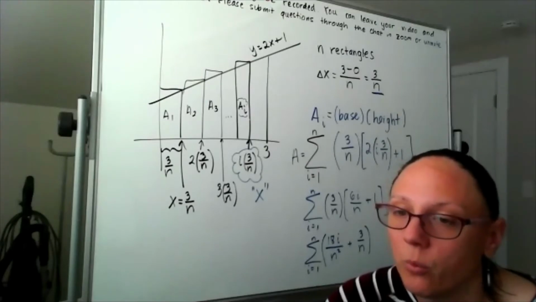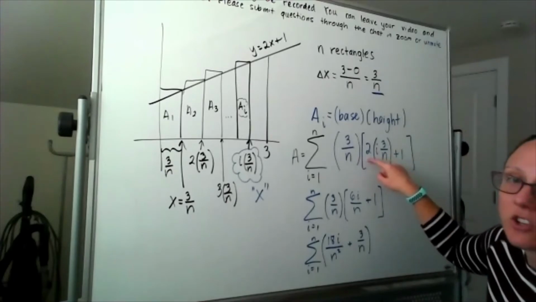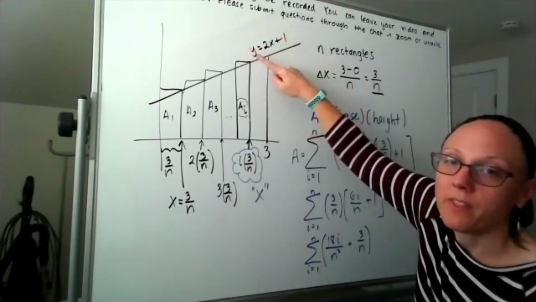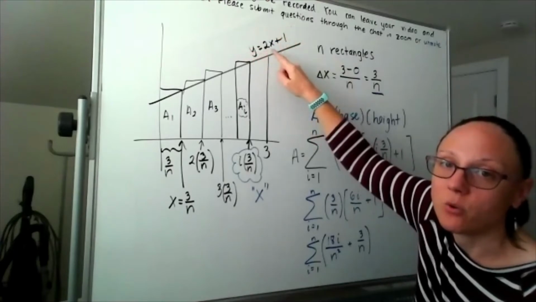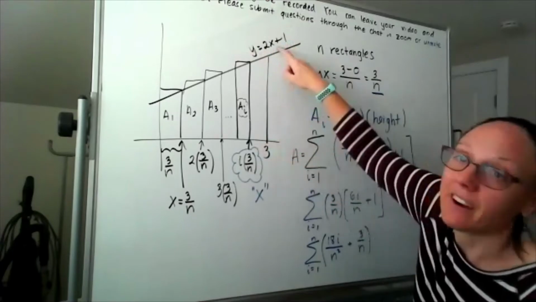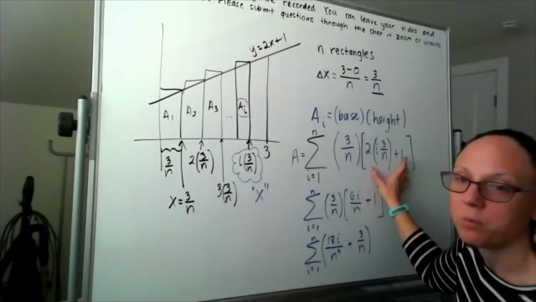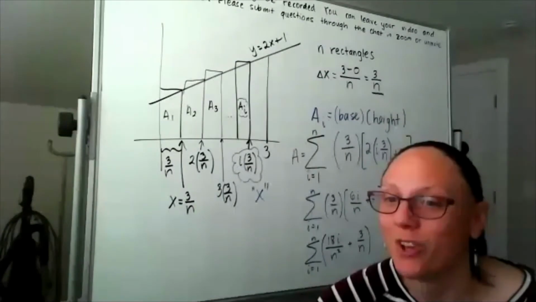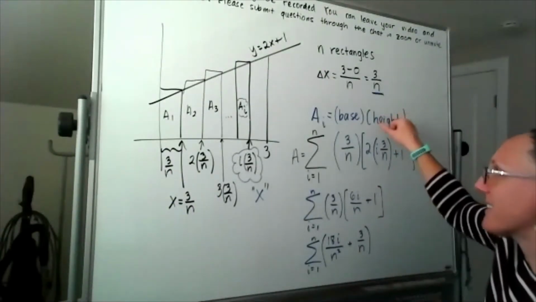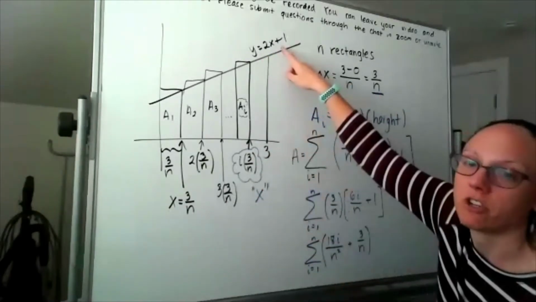So where did my 2 come from? Right here. So this 2 is coming from the equation for my height. So the equation of my y is 2x plus 1. So once we have this x value, we're plugging that in here to come up with the height of the rectangle, which probably answers the next question also, which is explain how I got the height again. So the height is coming from plugging that generic x value into the function.